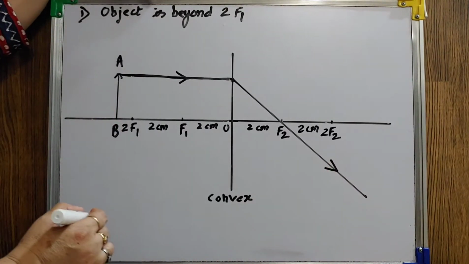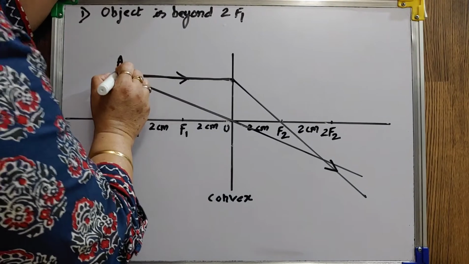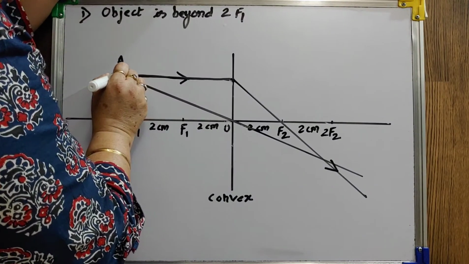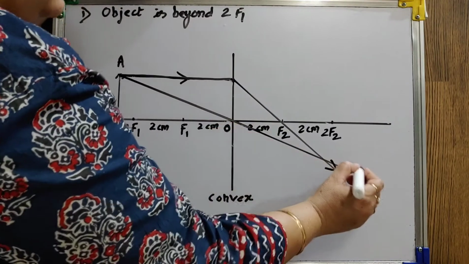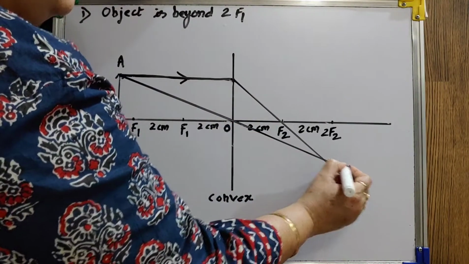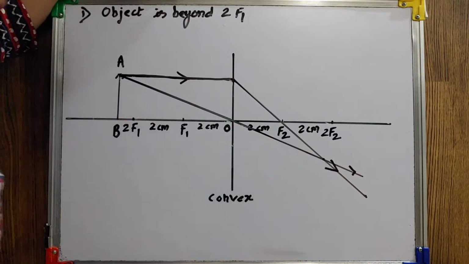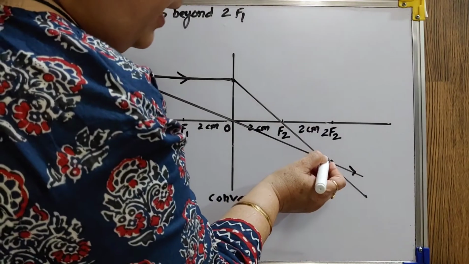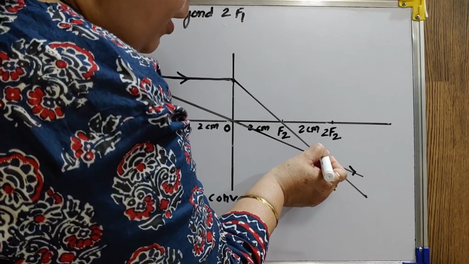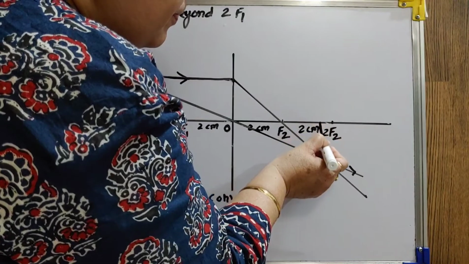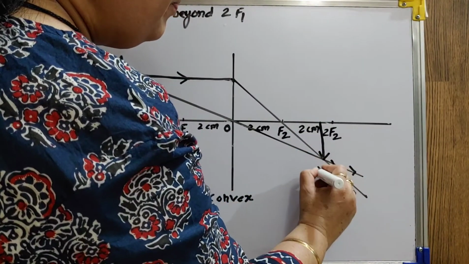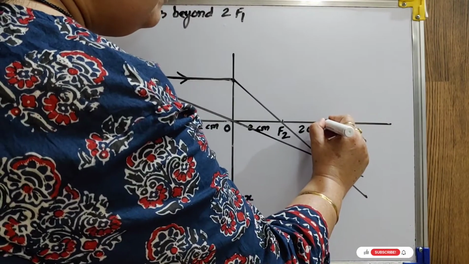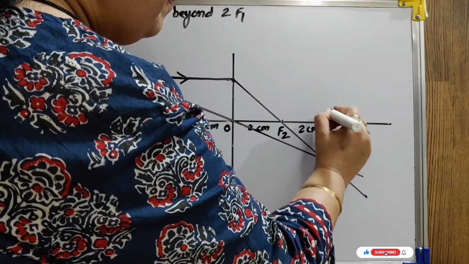Now the second line: from A, draw a line joining A and O, the optical center. Only these two rays you have to consider. Where they meet, draw the image. This is your image, A dash B dash.